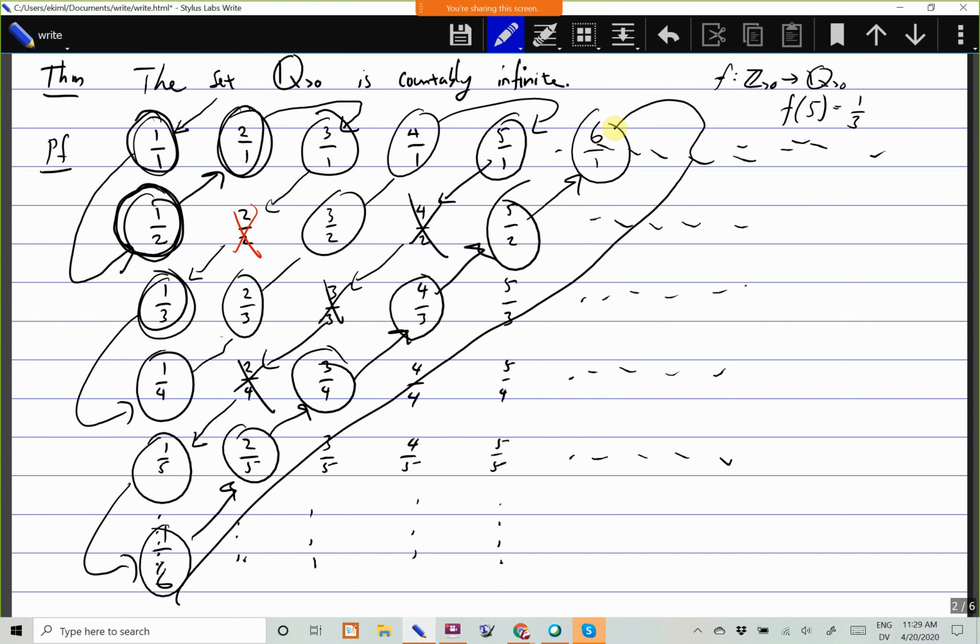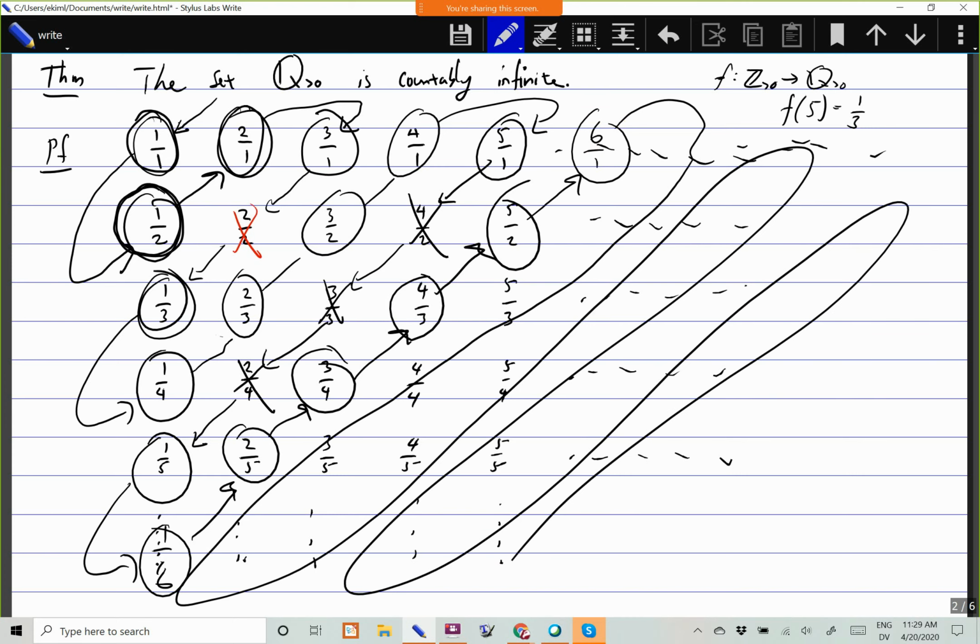And so if we keep going in this way and just cross out any number that we've already seen and don't assign that to the next output of f because we want to keep injectivity, then we end up actually seeing every positive rational number once and only once.